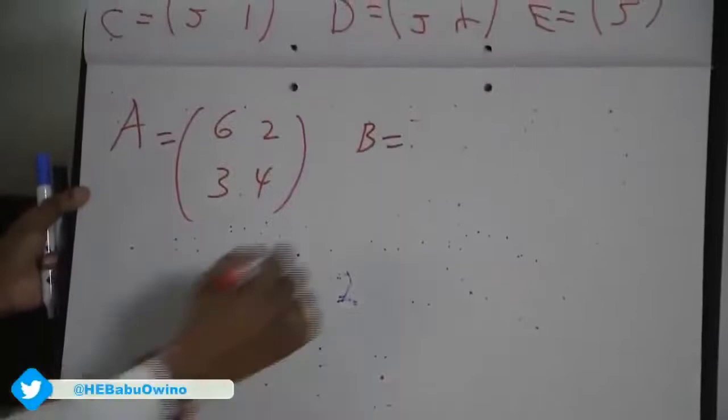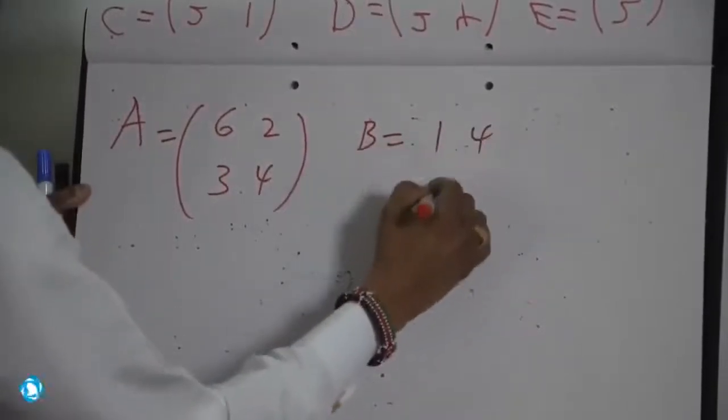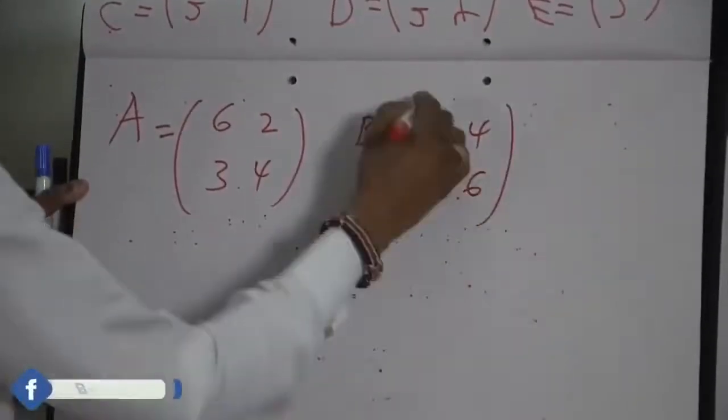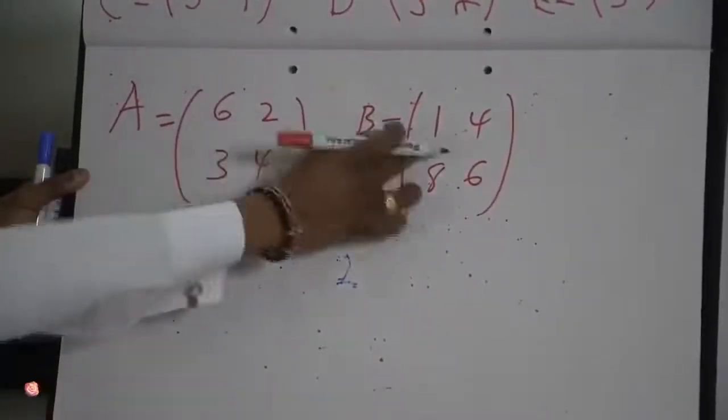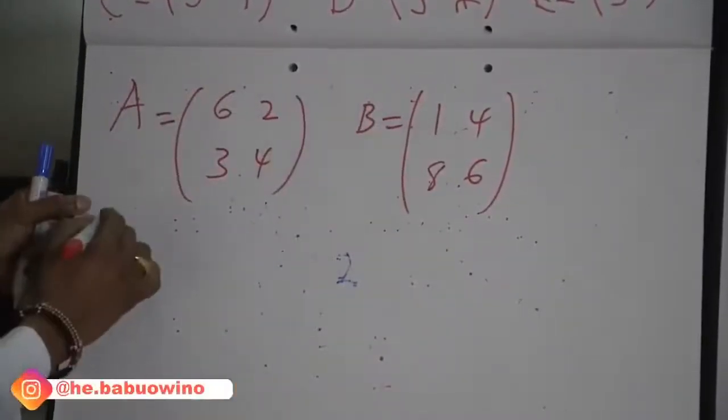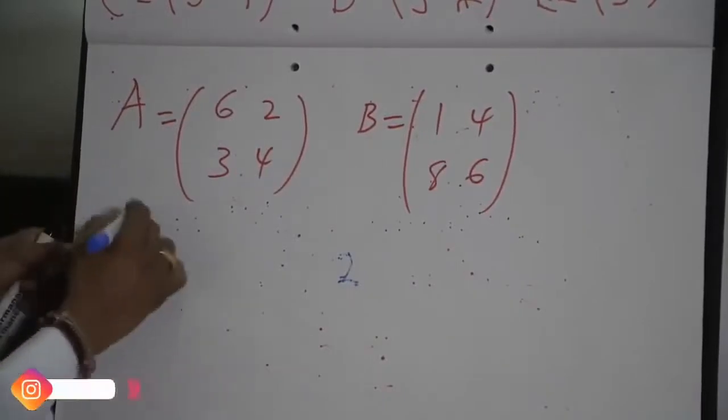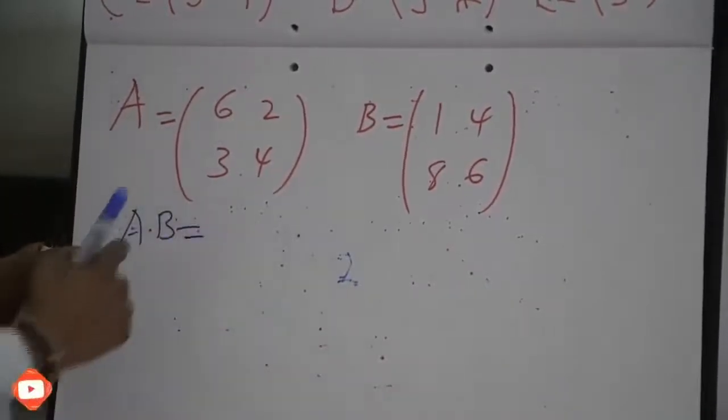So let's have another example, class. Let's say our matrix A equals 6, 2, 3, 4. Our matrix B equals 1, 8, 4, 6. A times B. How do we get A times B, which is written as AB?